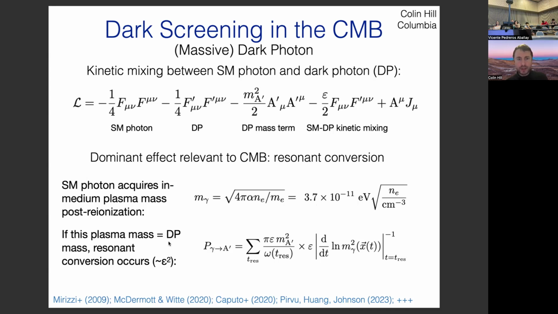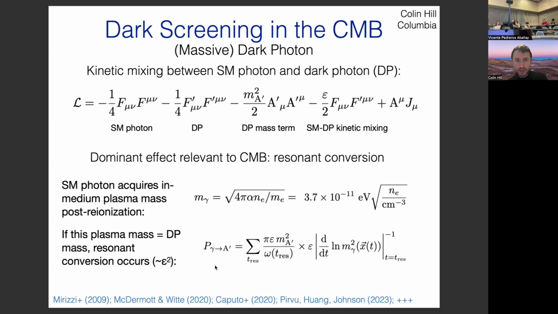So there's a fun calculation you can do then, which is that if that plasma mass becomes equal to the rest mass of the dark photon, then you can get a resonant conversion process that converts between these states. And this is directly analogous to the so-called MSW process for neutrino oscillations in matter, if you've studied that.